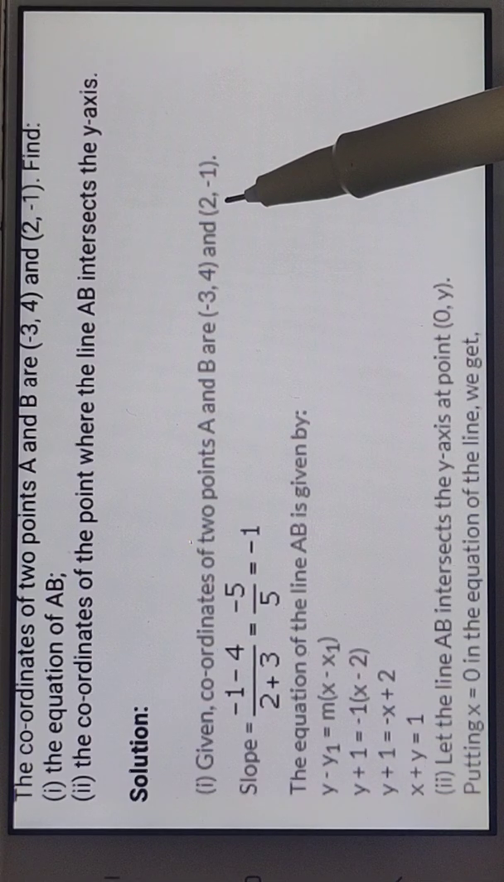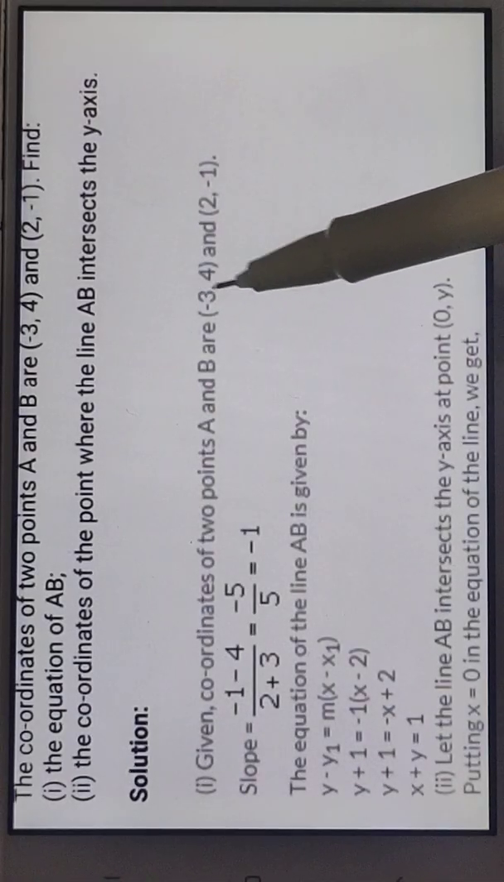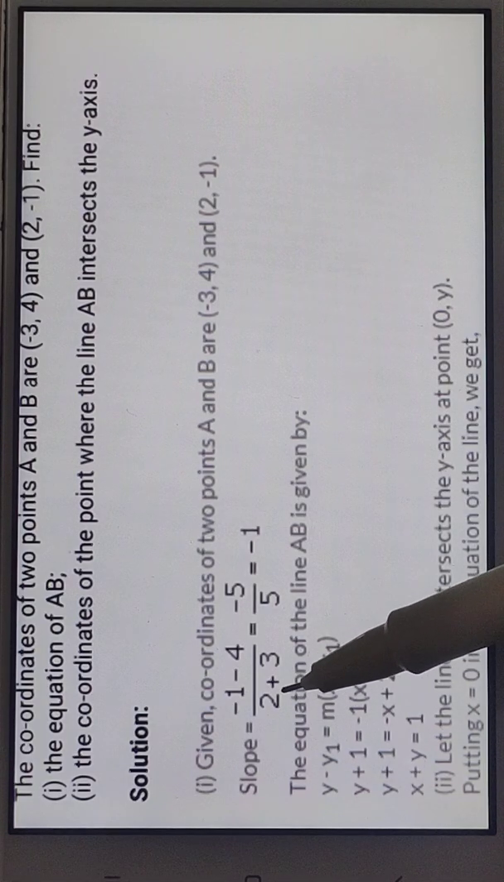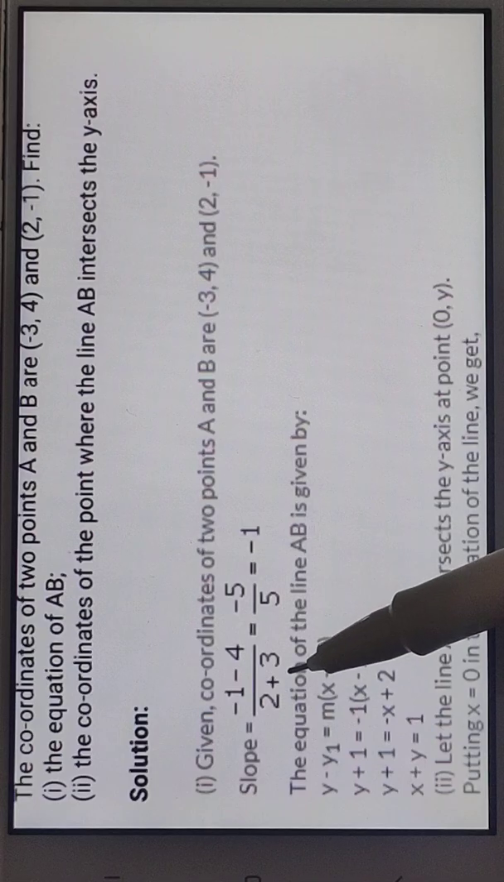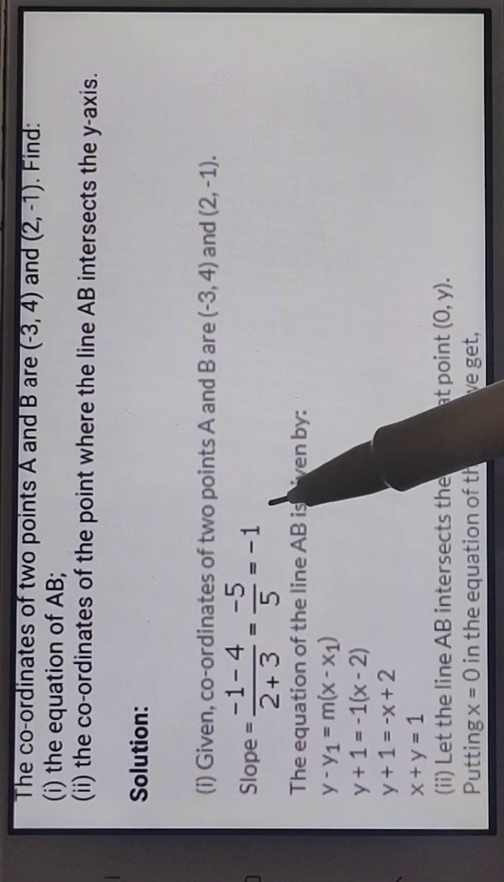x2 is 2 here, and minus x1, which is -3. Because we are taking the difference, it will be x2, that is 2, then the minus sign, then -3. That double minus will become +3. So it will be -1 minus 4, which is -5, and 2 plus 3 is 5. On cancellation it will give you the value of the slope as -1.